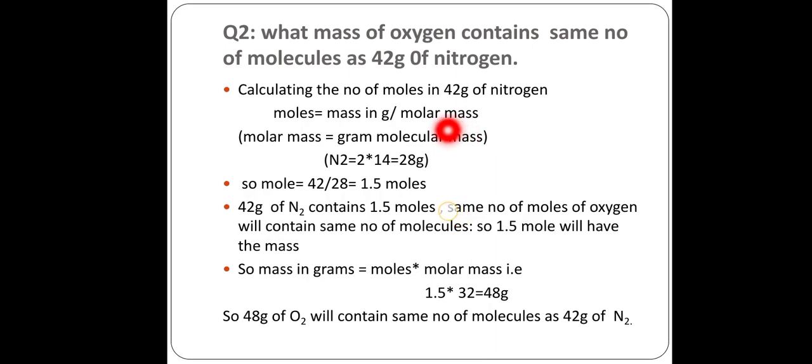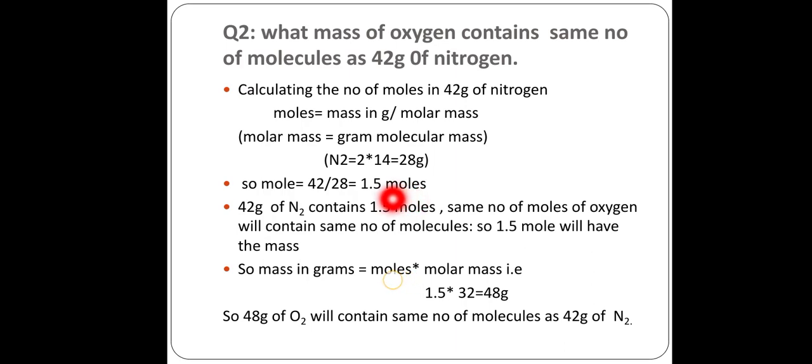The molar mass for a compound is the gram molecular mass. Here nitrogen is present in N2 form. N2 means a molecule, so it is 2 into the gram atomic mass of nitrogen, which is 14, and that is equal to 28 grams. Putting the values in this formula, moles is equal to 42, which is given in your question, divided by 28, and it will be equal to 1.5 moles. So 42 grams of nitrogen contains 1.5 moles.